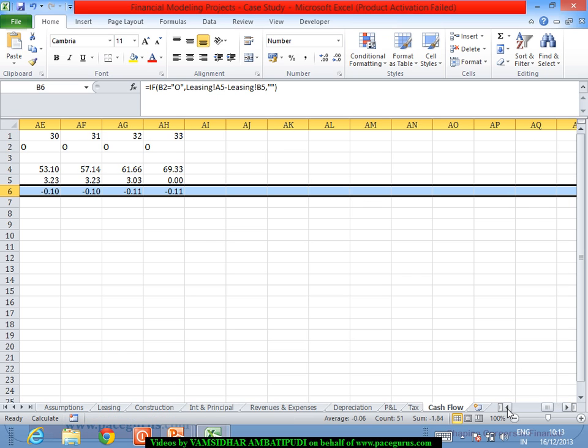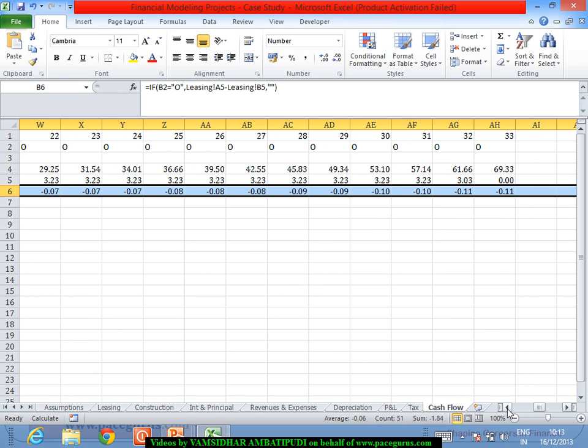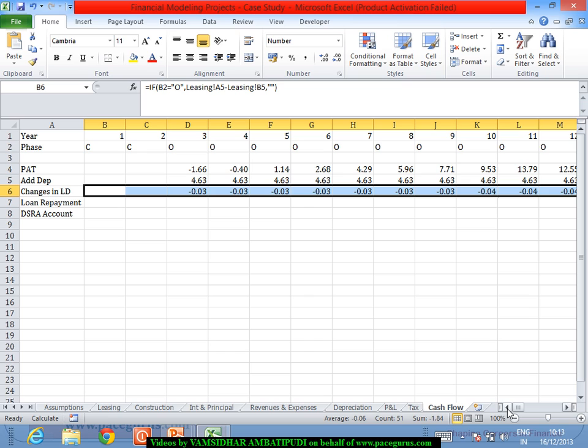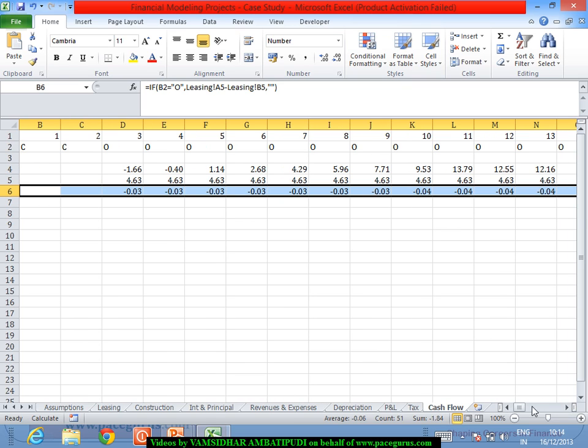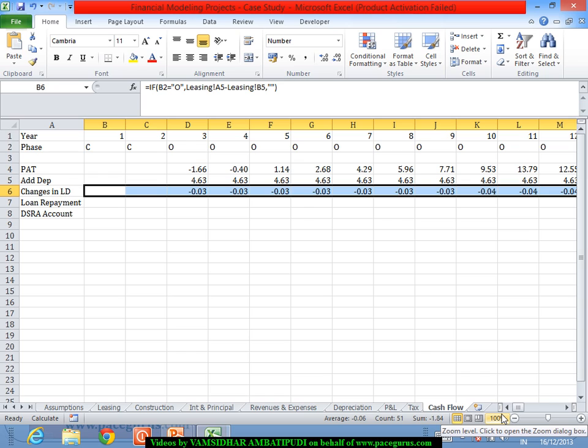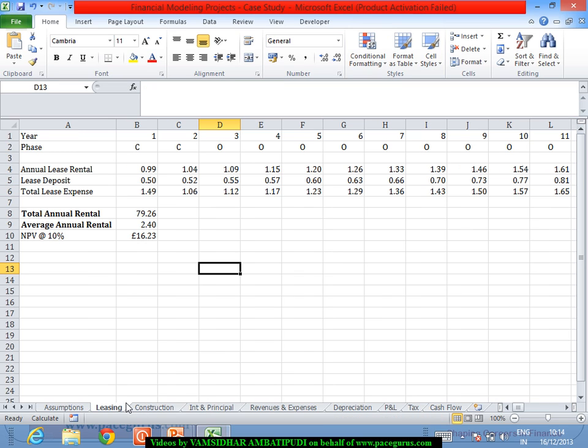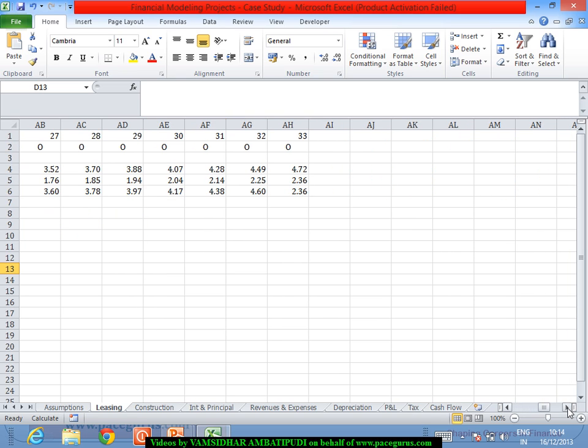And now what you could see is, in each of the years, this is what is the outflow that is coming up in terms of the lease deposit, right? These are the cash flows that are coming out as a part of the lease deposit in each of the years. Now if I look at these, these are the lease deposits that are coming out in each of the years, because this is what is the lease deposit amount that is coming out in each of the years.